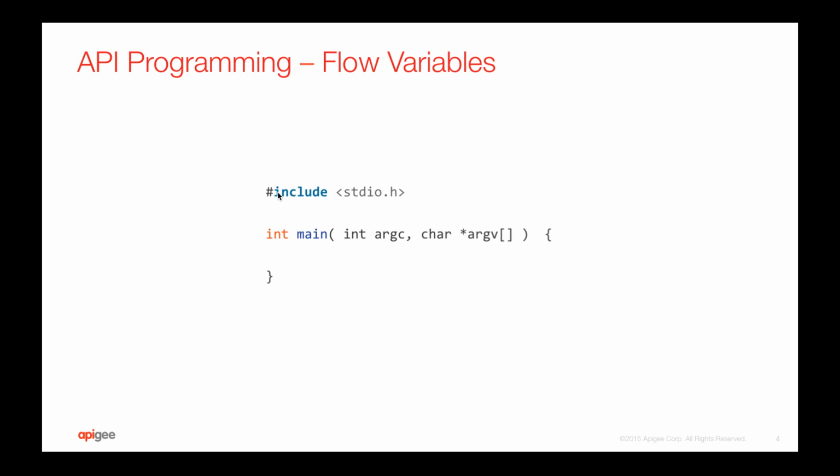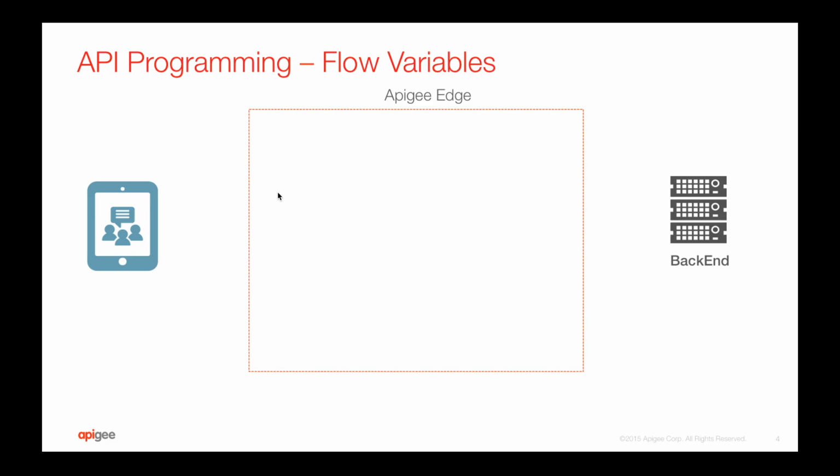Let's talk about API programming and flow variables. I'm sure everyone is familiar with this code in C where you can read the arguments that is given to the program using argv, and then you can program based on your requirements. Similarly, what if we can able to read all the API request and response variables at the API layer so that you can build an API in the API layer without changing the legacy services at the backend? Let's take a look at that with an example.